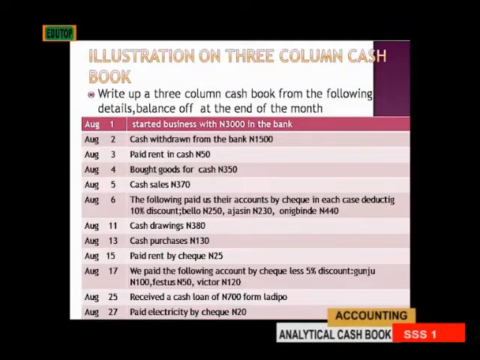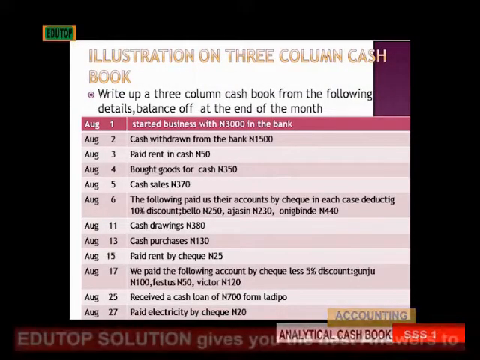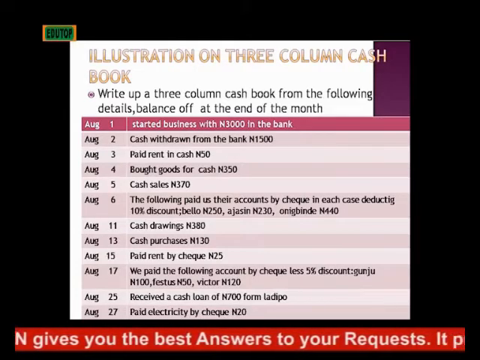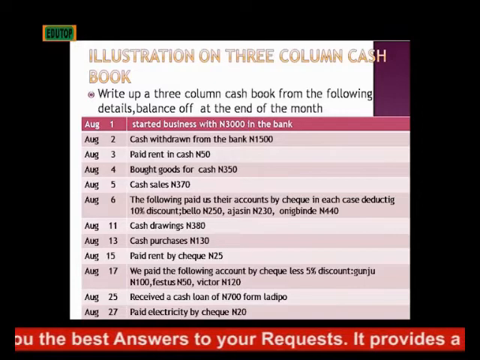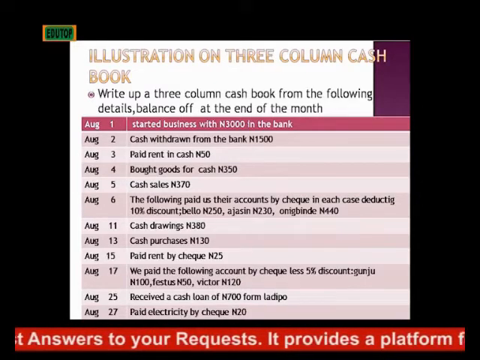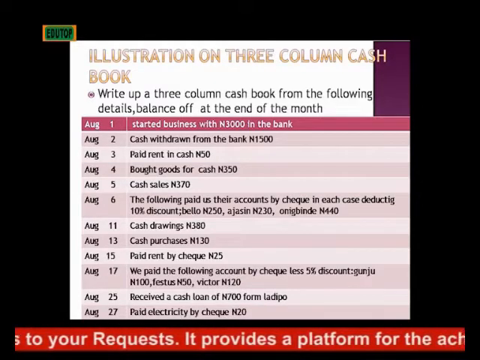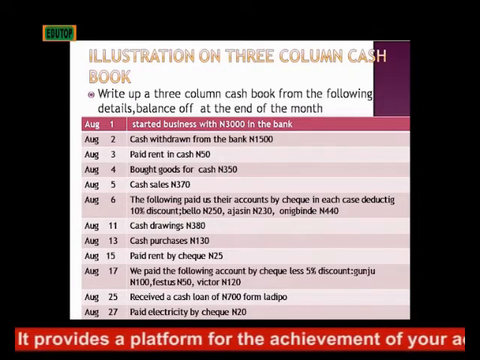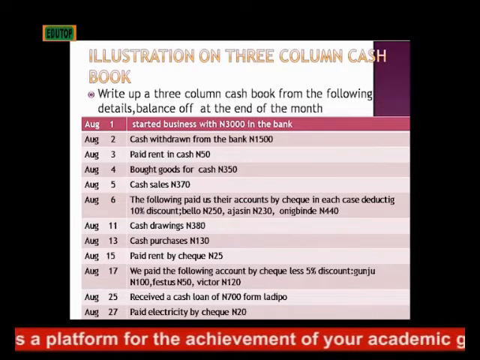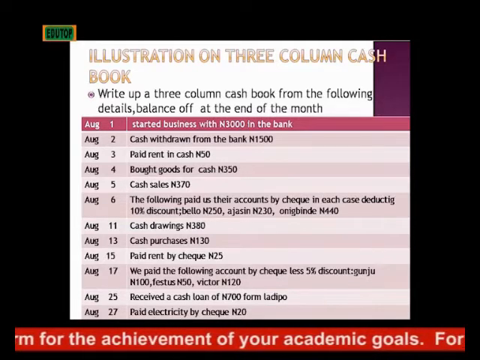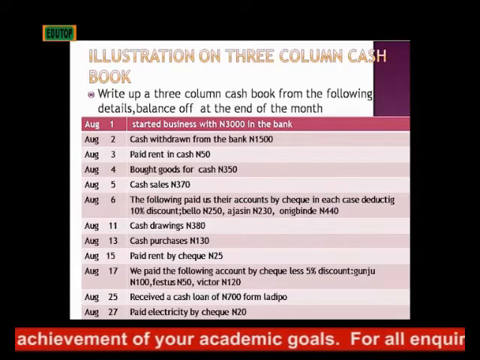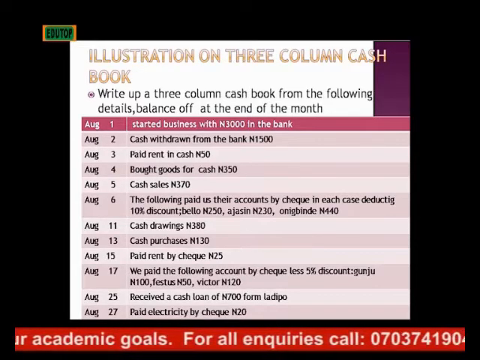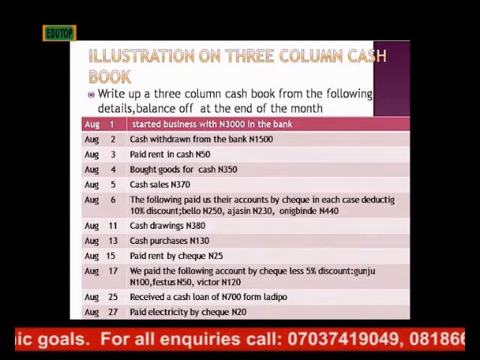Or we can call it a check. So this is 3,000 naira. The next question, August 2, cash withdrawn from the bank. You could have seen that this is a contra entry information. I told you, don't forget that any item, when cash is withdrawn from the bank or when cash is banked, then it is a contra entry.